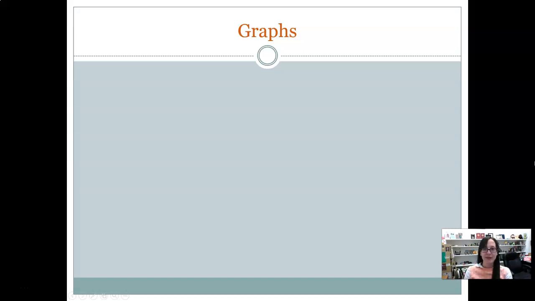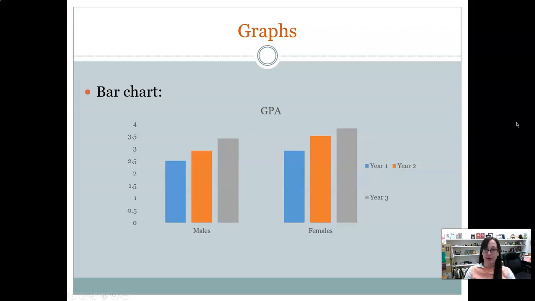There are different types of pictorial representations you can make of data, and some of them you can incorporate more than one variable, and some are a little bit more difficult to do that. So one I just want to show you is a graph. One type of graph is a bar chart.